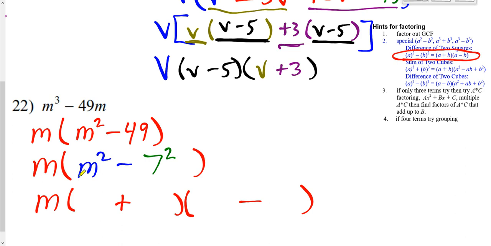Then you have to ask yourself, what's in the beginning that's being squared? Well, that's an m, so I'm going to put an m in the beginning of each parenthesis. And then you need to look at the end. What's in the end that's being squared? Well, that's a 7, and that's a 7.